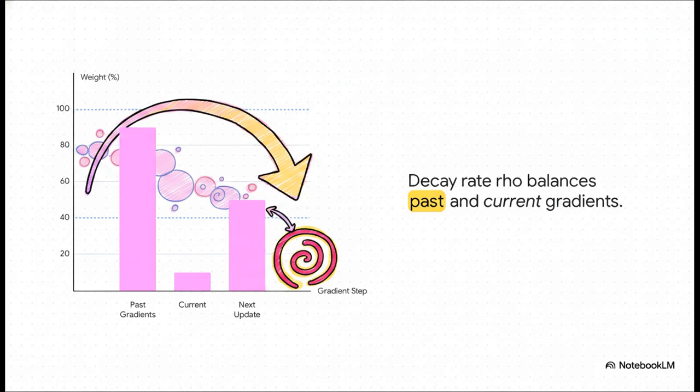With rho set at 0.9, the algorithm calculates 0.9 times the history of past gradients. It then adds 0.1, which is just 1 minus rho, times the immediate current gradient. By blending these two together using that specific 90-10 ratio, we get our next update. A perfectly balanced, smoothed-out trajectory that prevents those erratic, wild jumps while still remaining highly responsive to brand-new data.